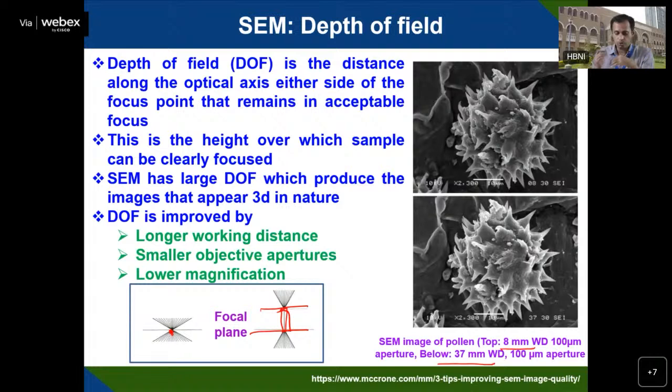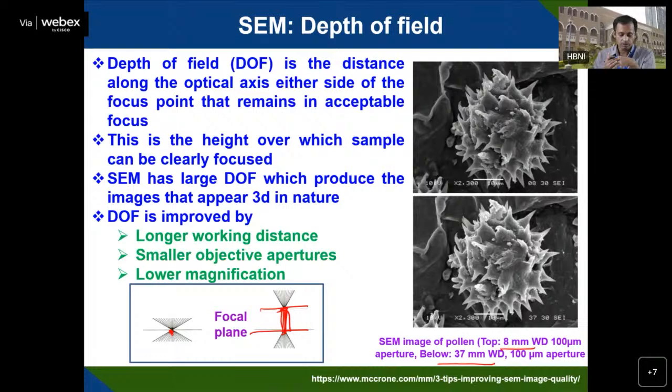The depth of field is the distance along the optical axis on either side of the focusing point that remains acceptably in focus. On either side, within this area, you are able to see a better quality image. This is the height over which the sample can be clearly focused. SEM has a large depth of field, which is why you can get a 3D structure, compared to a conventional microscope.